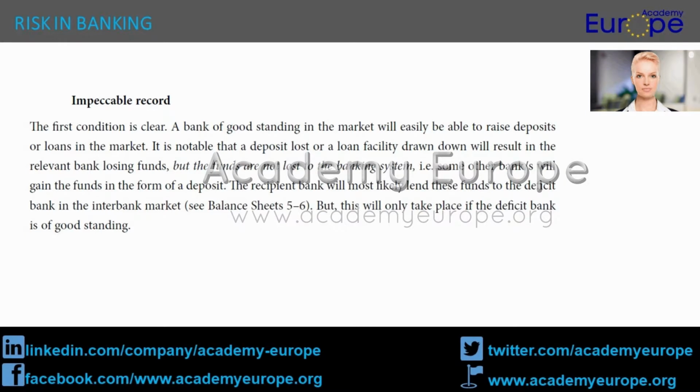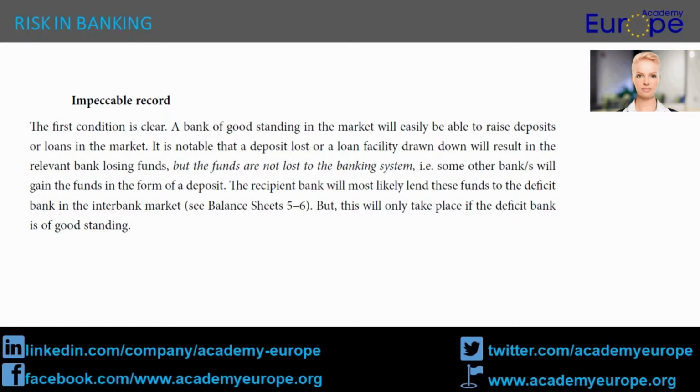Impeccable record. The first condition is clear. A bank of good standing in the market will easily be able to raise deposits or loans in the market. It is notable that a deposit lost or a loan facility drawn down will result in the relevant bank losing funds, but the funds are not lost to the banking system, i.e. some other bank or banks will gain the funds in the form of a deposit. The recipient bank will most likely lend these funds to the deficit bank in the interbank market, see balance sheets 5 to 6. But this will only take place if the deficit bank is of good standing.